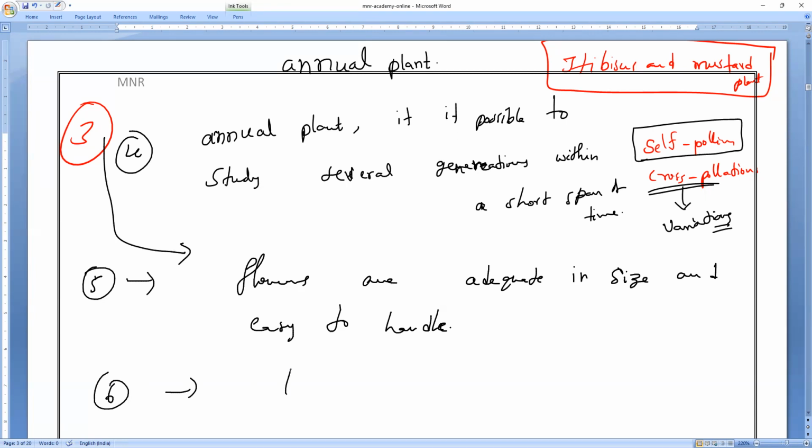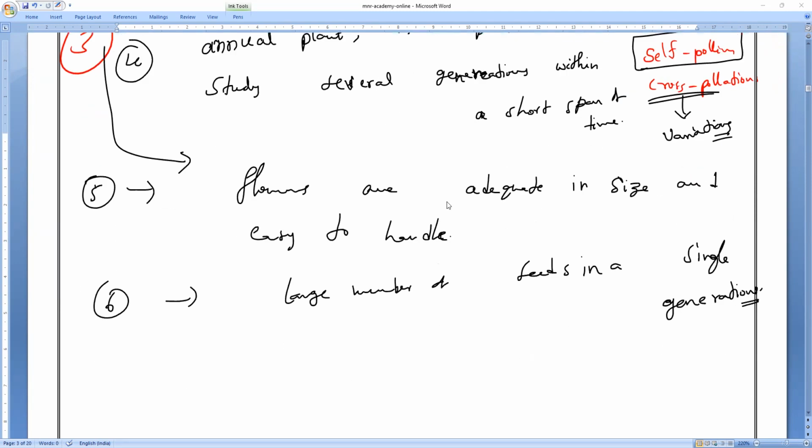Each pea plant can produce a large number of seeds in a single generation. A single pea plant will produce hundreds of seeds, so it is easy to study the properties and variations. So these are the characteristics he noticed in the pea plant as an experimental plant. That is the reason Mr. Mendel chose the pea plant.